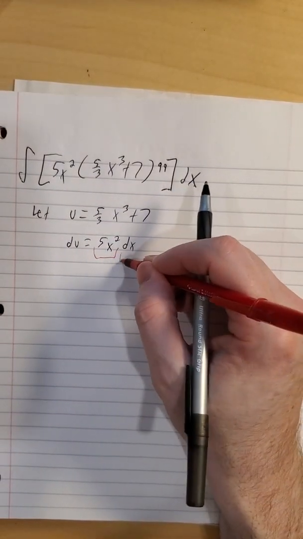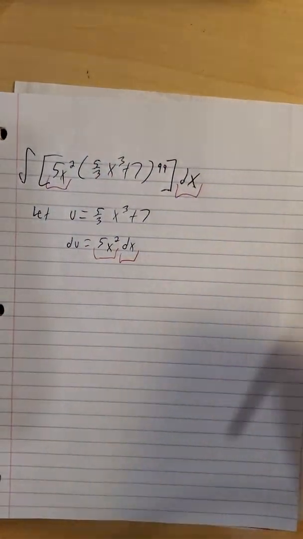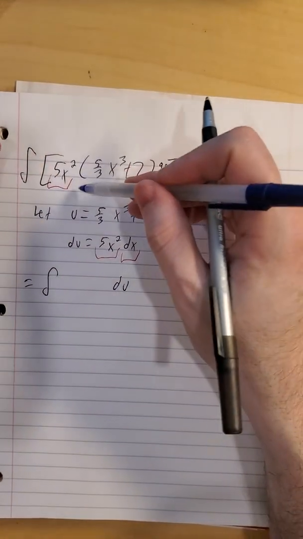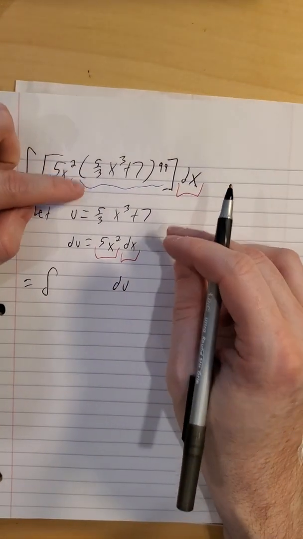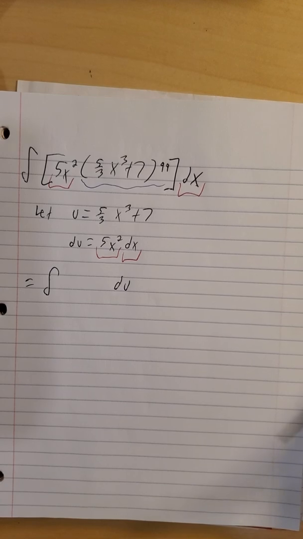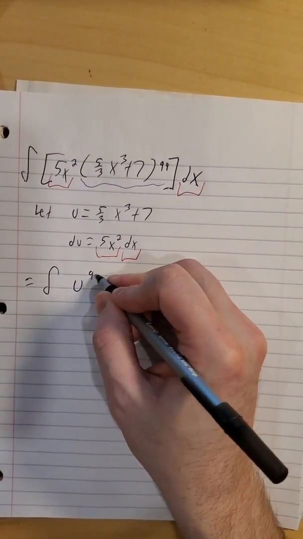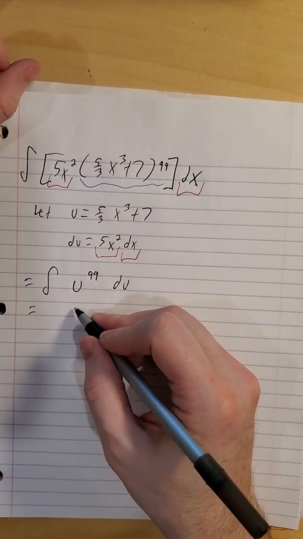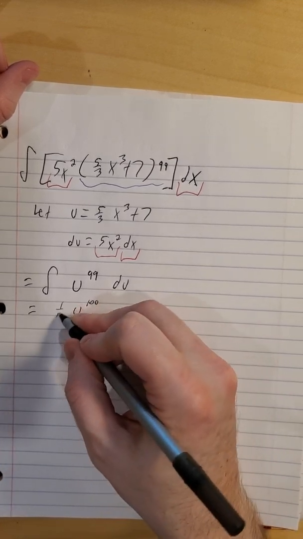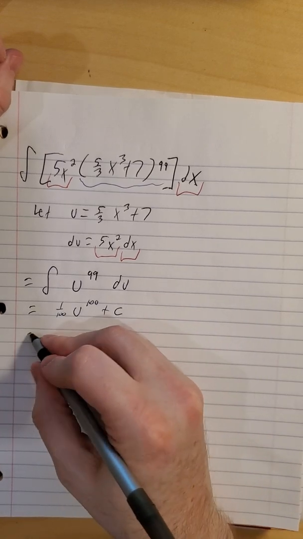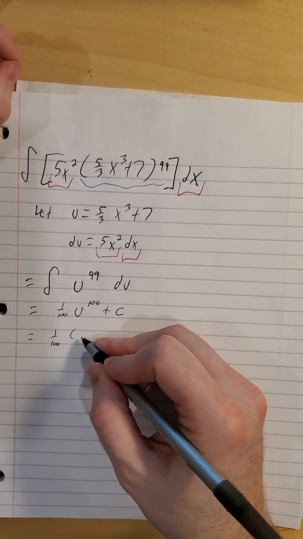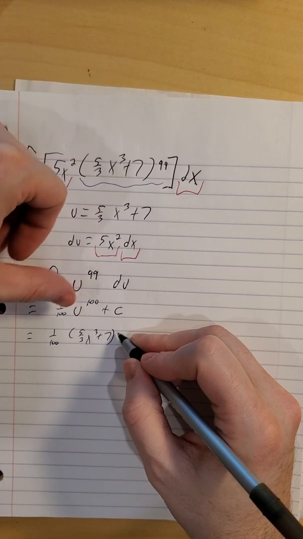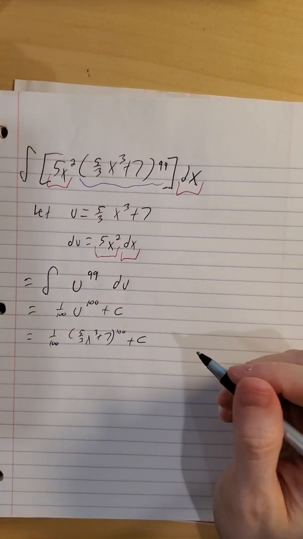So I have a 5x squared and I have a dx. Those two pieces now get replaced with du. I also then have this 5/3 x cubed plus 7 to the 99th, so now that is u to the 99th power. So we've made something that is less complicated to integrate. So I'll bump that exponent up by 1, multiply by the reciprocal, and add c. So then that would be 1/100th of u gets replaced with 5/3 x cubed plus 7 quantity raised to the now 100th plus arbitrary constant c.